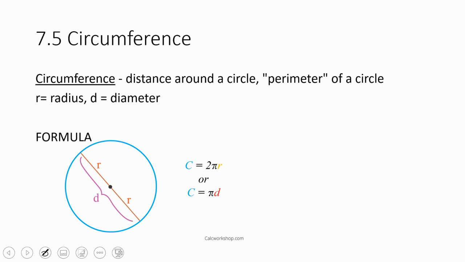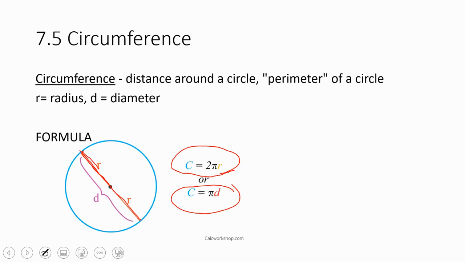Just to remind you, R is going to refer to the radius. That's from the center of a circle all the way to the outside. D is going to refer to its diameter, which is the entire distance across a circle going through the center. There's two formulas to find the circumference of any circle. You can either do 2 pi r or pi d.